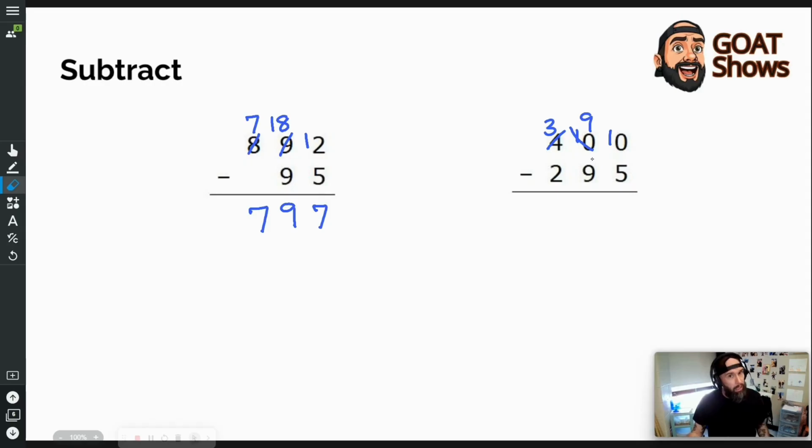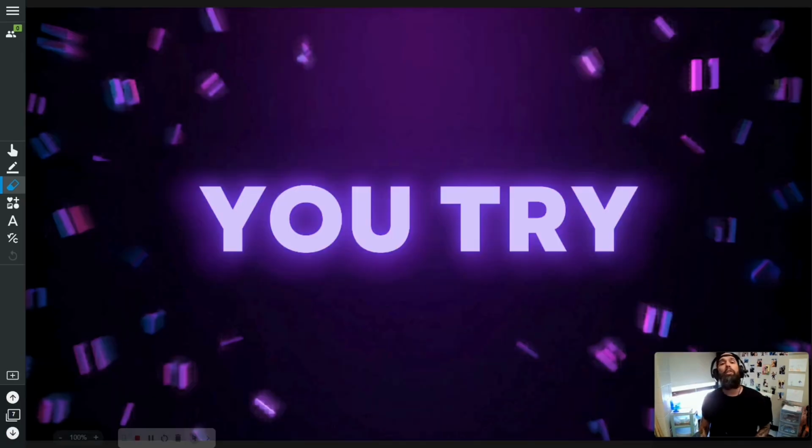So now we can actually do it. Start from the right. 10 minus 5 is 5. 9 minus 9 is 0. And 3 minus 2 is 1. So 400 minus 295 is 105. Terrible, terrible, terrible. Don't like it.